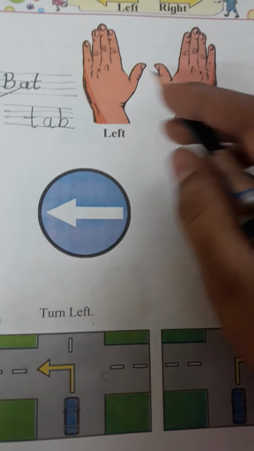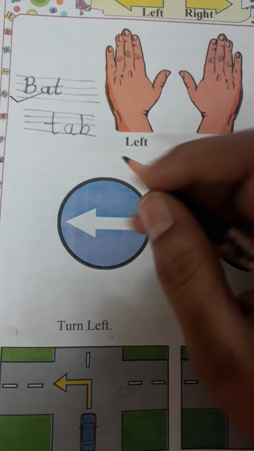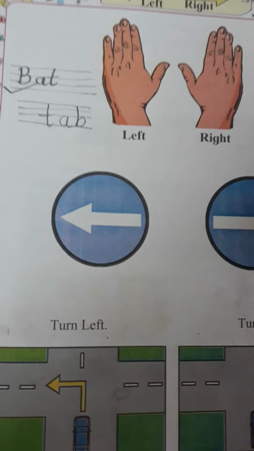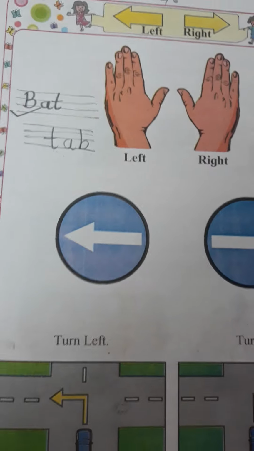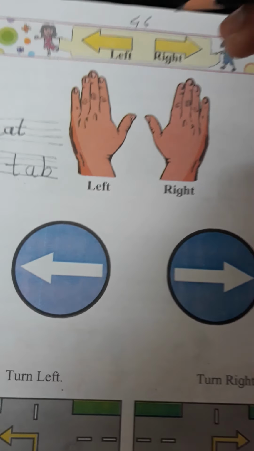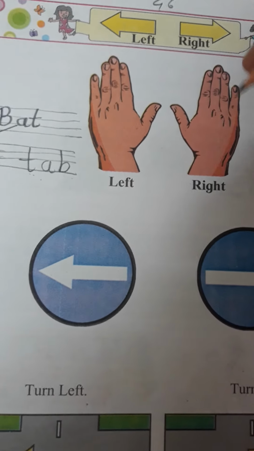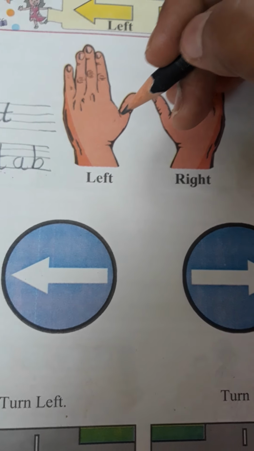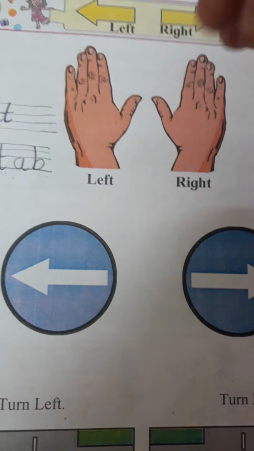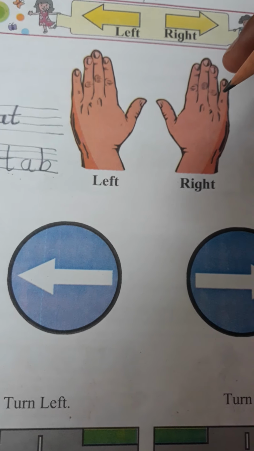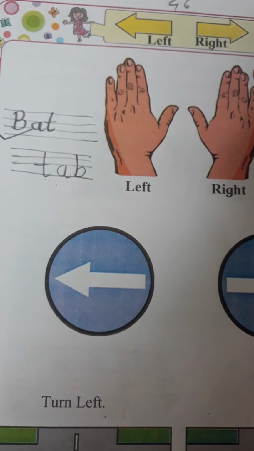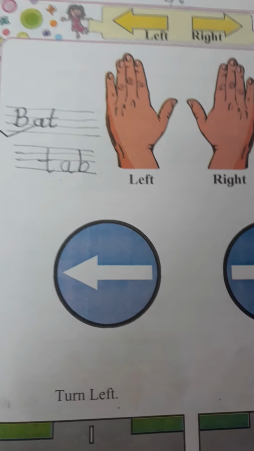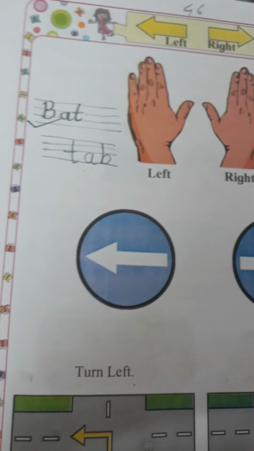The hand you use for writing and eating, that hand is your right side. But listen, some people use left hand too for eating and writing. But more of the people use their right hand, right side hand. So don't confuse. This is your right side, this is your left side.